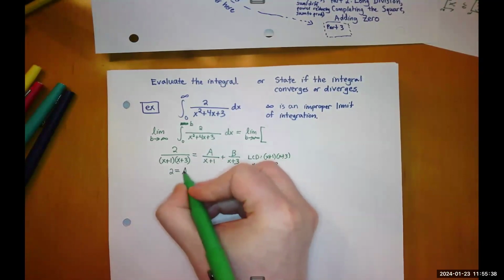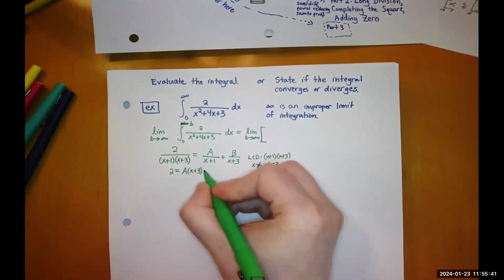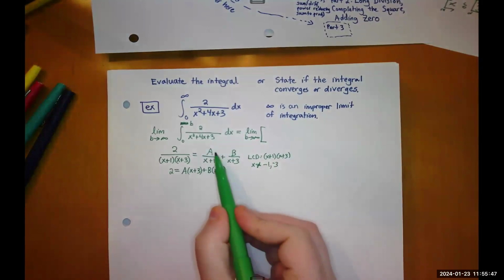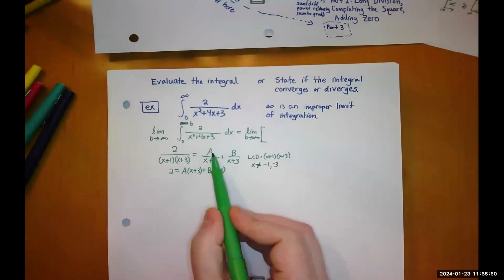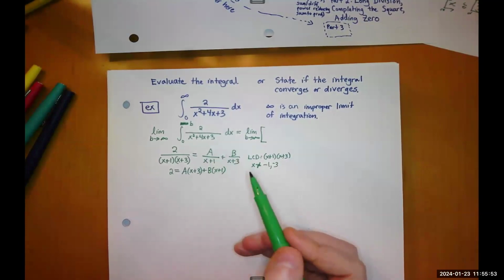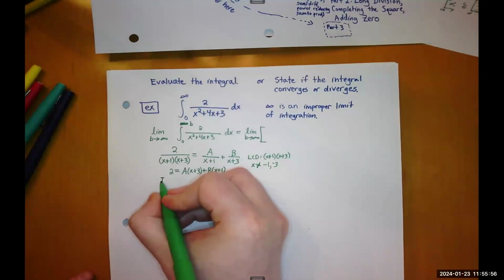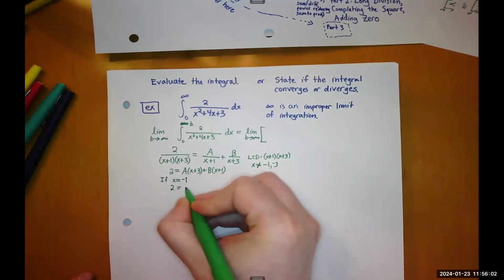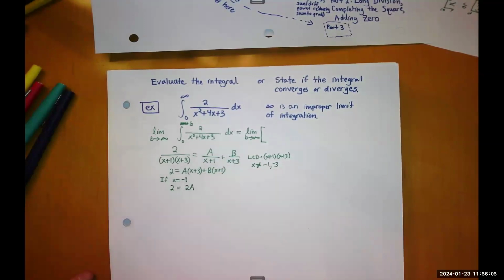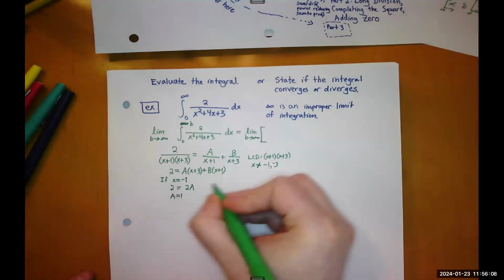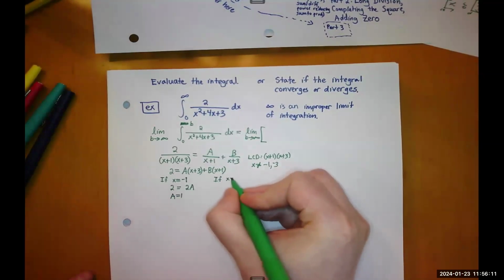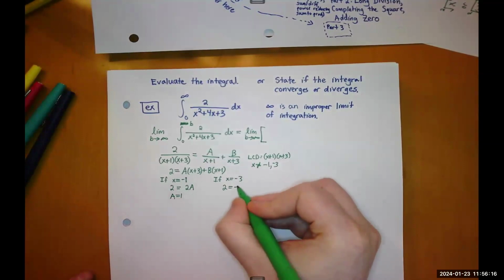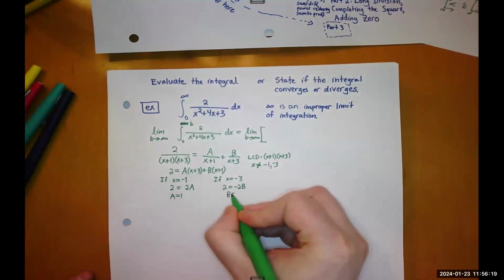So I'm not writing out the algebra here to get solvable, but the short version is I multiply the first fraction on the right side by x plus 3 over x plus 3, and the second fraction by x plus 1 over x plus 1. This allows me then to use the shortcut. So if x is -1, I have 2 equals 2a because that's 0. Therefore, a is 1. If x is -3, I have 2 equals 0a and -2b, so b is -1.